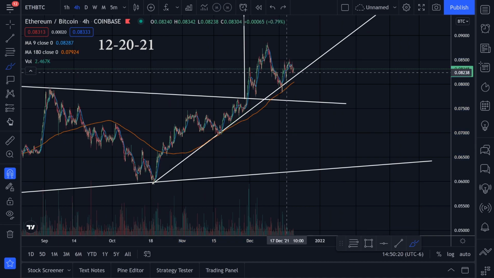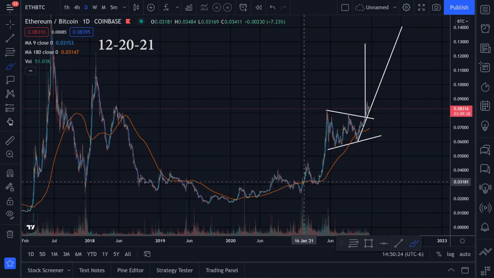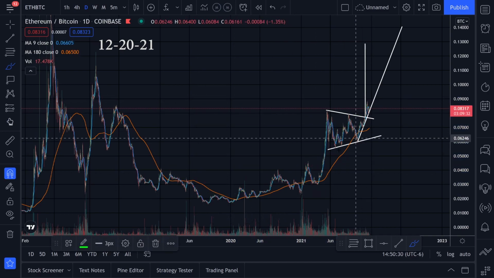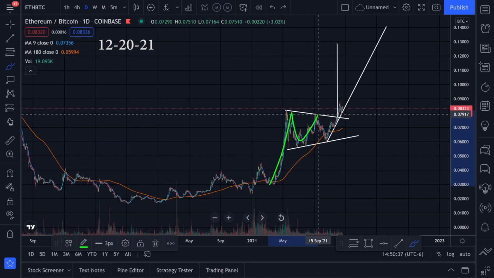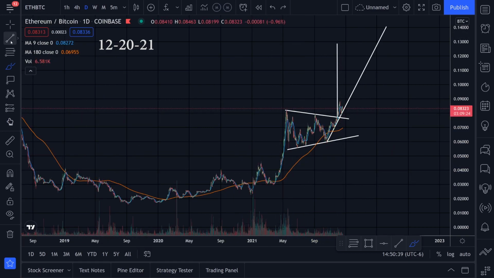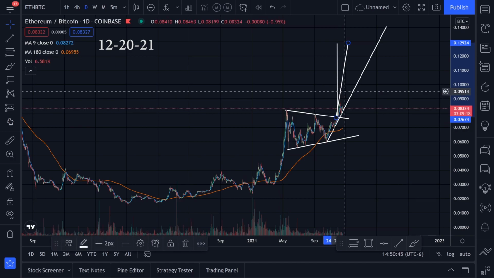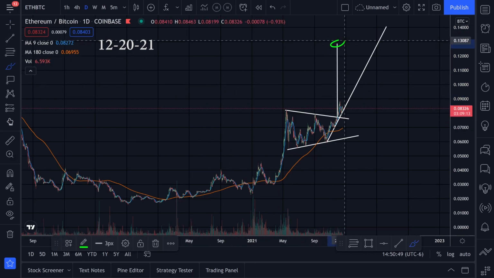We have an uptrend going like this, and if we go to the daily time frame, we have another big, huge uptrend going like this. It's almost like parabolic kind of. So what I've been looking at is this flag pattern like this, and I've been targeting from the top to the bottom of this flag. We actually got a breakout over here, and I've been looking at this spot right there, sitting at this level.